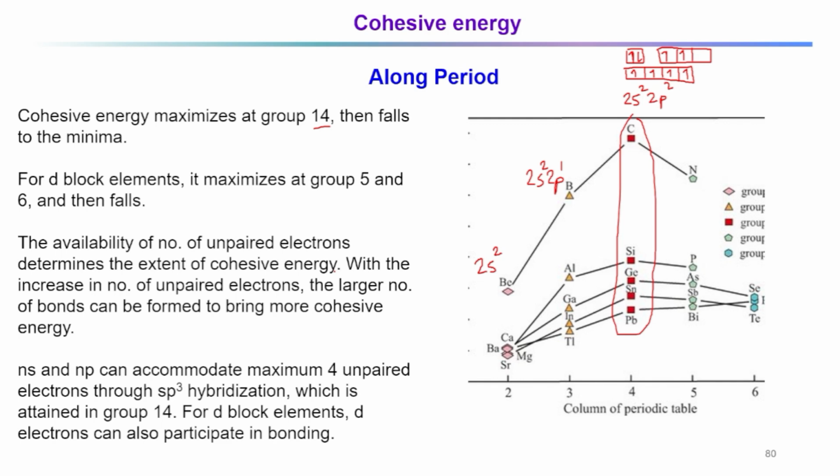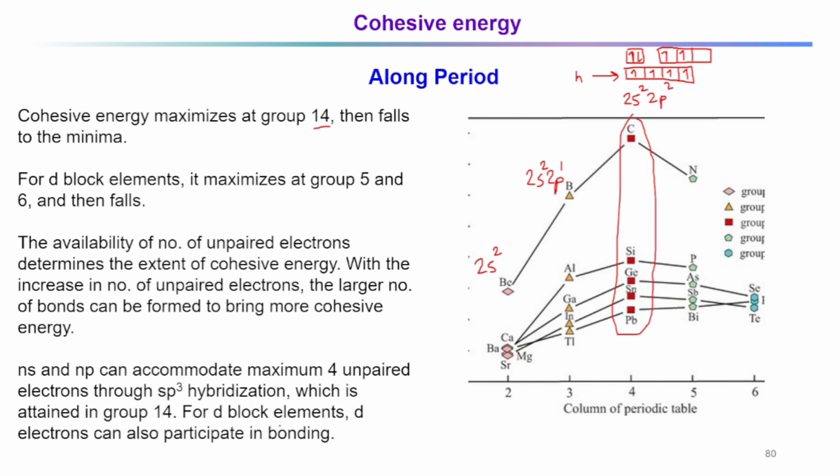You have to apply more energy to take out that atom, right? Now with the increase in the number of unpaired electrons, a larger number of bonds can be formed to bring more cohesive energy. That is what I just explained. Now ns and np can accommodate a maximum of 4 unpaired electrons through sp3 hybridization, which I have shown here. So this one is the hybridized orbital, sp3 hybridization, which is attained in group 14.